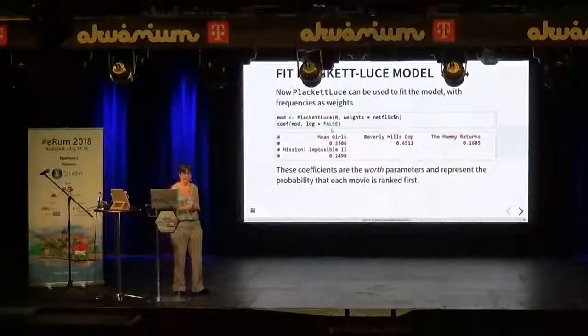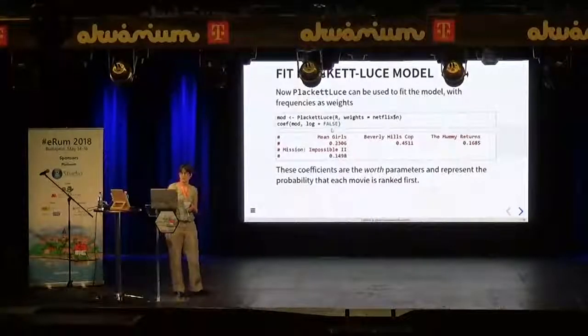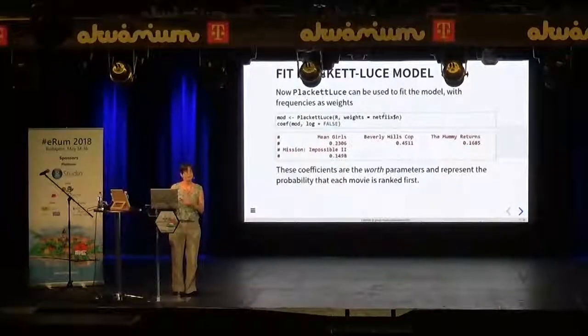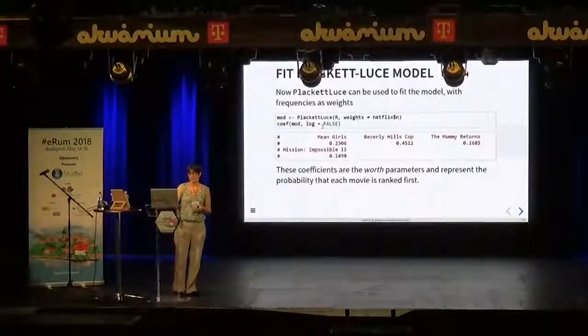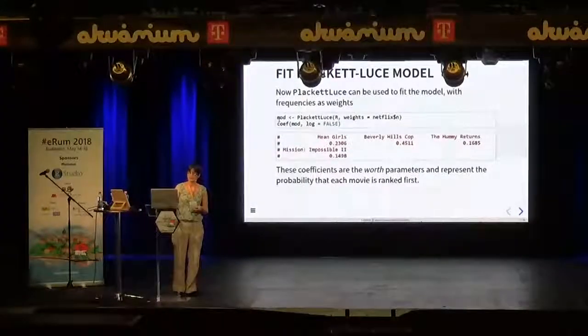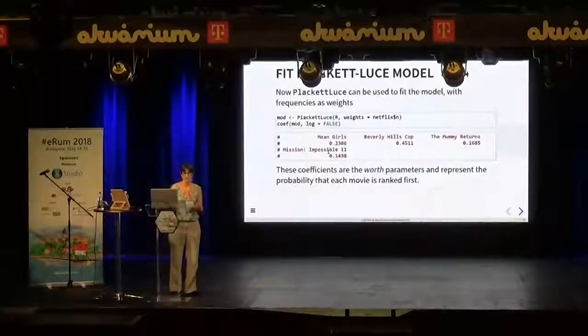So now once we've got our data in that format, we can fit the Plackett-Luce model. And in this case, it's fairly simple. We just pass our rankings object to the model fitting function PlackettLuce. And now we bring back our frequencies and supply those as weights to the model. Then if we call the coef function, which is a method for models fitted by PlackettLuce, with log equals false, we get coefficients of this type.